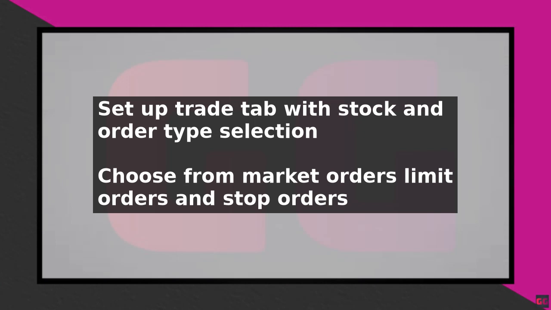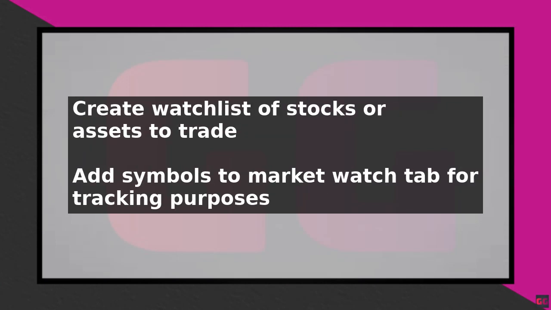Now, create a watch list of the stocks or assets you want to trade. To do this, click on the Market Watch tab and then click on the Add Symbol button. Type in the ticker symbol of the stock or asset you want to add and click Enter. Repeat this process for all the stocks or assets you want to trade.